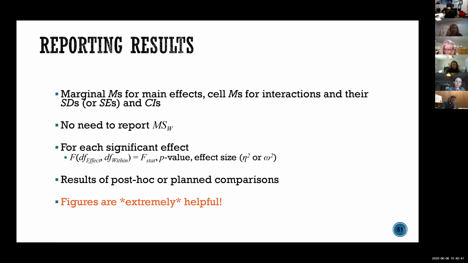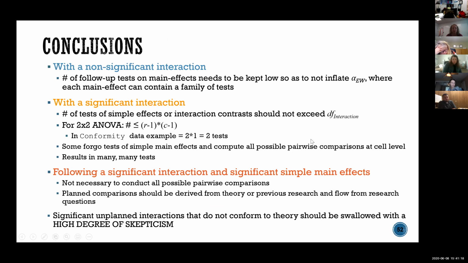For each effect, for both of the factor variables and their interaction, you need to include the F value with its degrees of freedom. All 3 F statistics are going to have the same degrees of freedom within. They'll have maybe different degrees of freedom numerator, and they're all going to have their own F value and P value and at least an eta squared. And then we need to report any post hocs or planned comparisons. We follow it up. So just like a table is really helpful for the means, even better is a figure. Figures are really helpful because we get so many numbers going on.